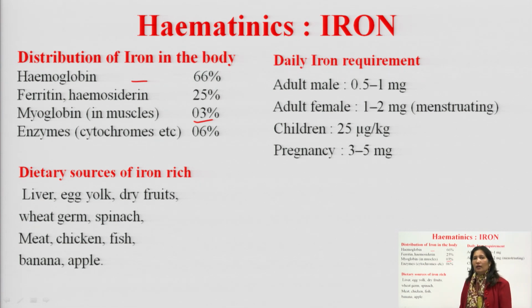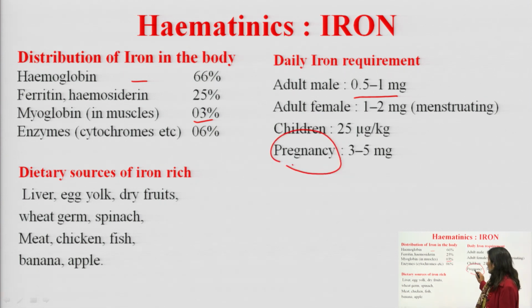Daily iron requirement varies from males to females. In an adult male it is 0.5 to 1 mg, in an adult female it is 1 to 2 milligram in a menstruating woman, and in children it is 25 microgram per kg, and during pregnancy iron requirement is increased.